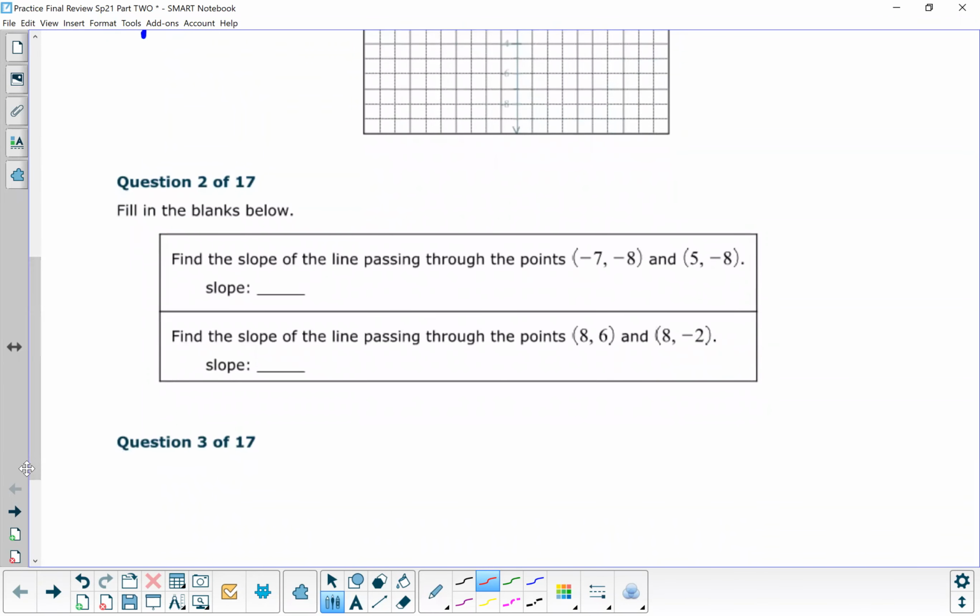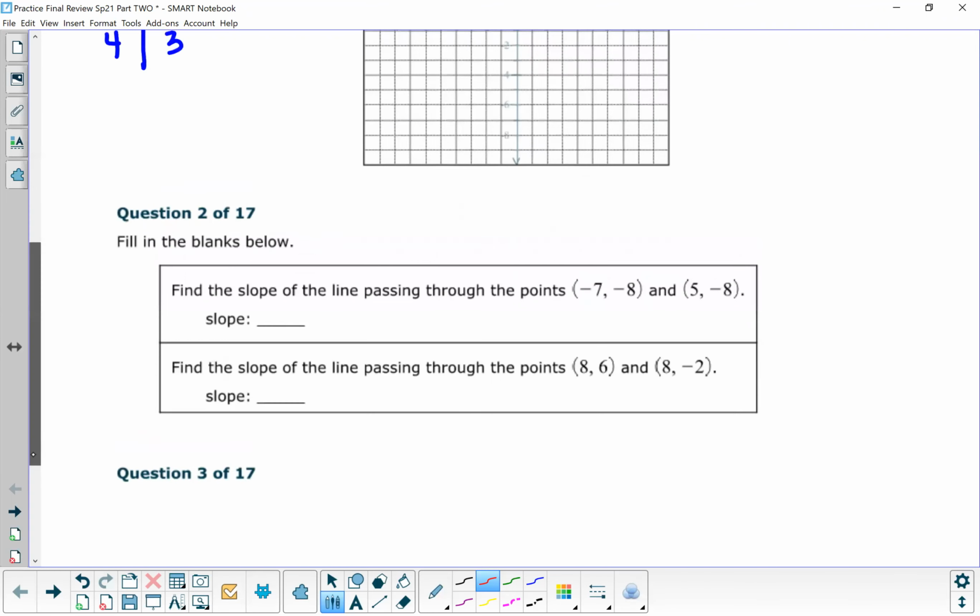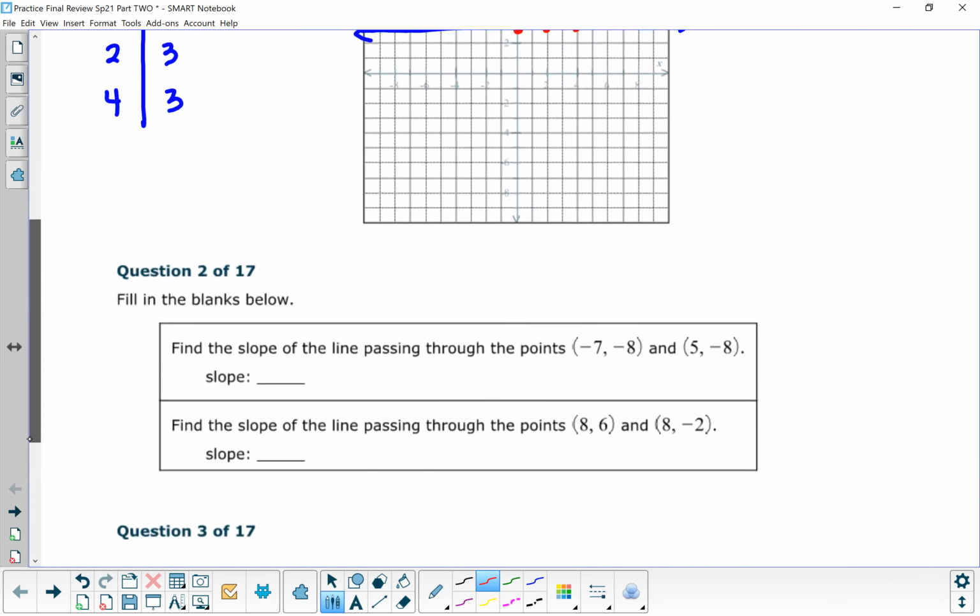All right, here we have find the slope through the points. We have -7, comma, -8, and then we have 5, comma, -8. So you have two options here. You can use the slope formula or you can use graph paper.